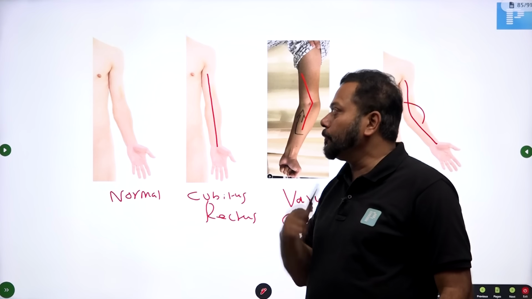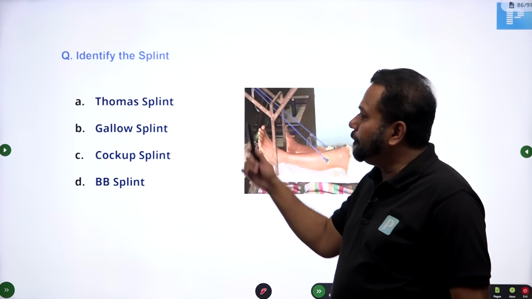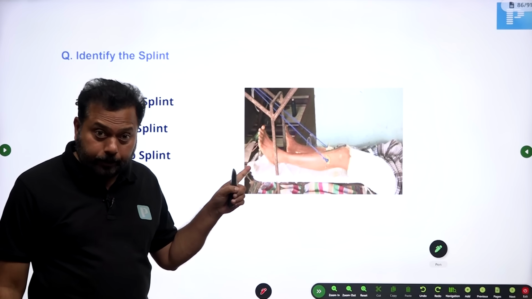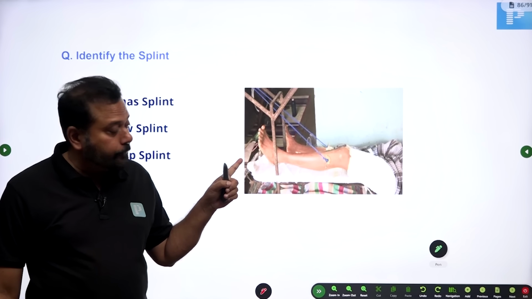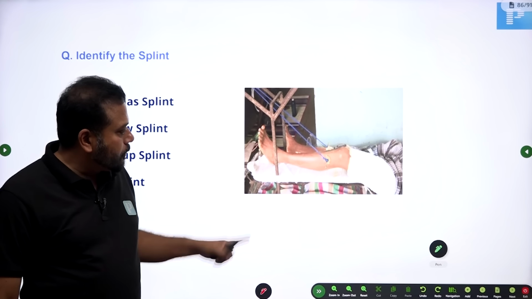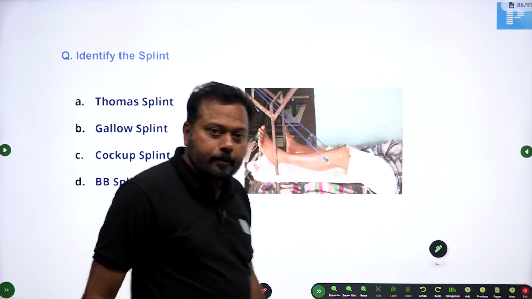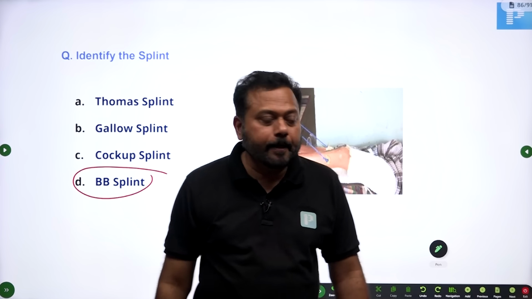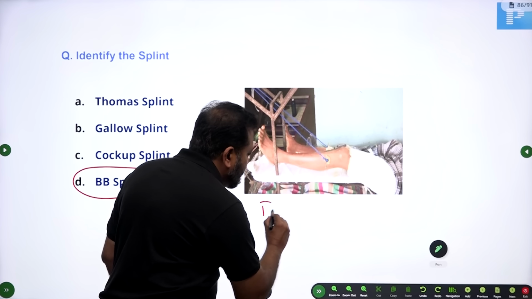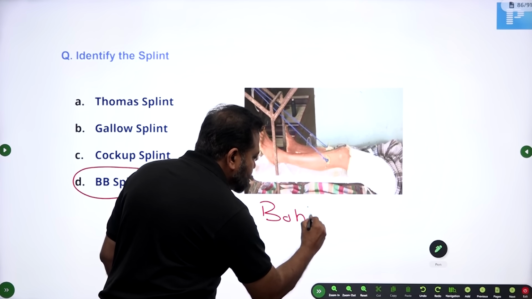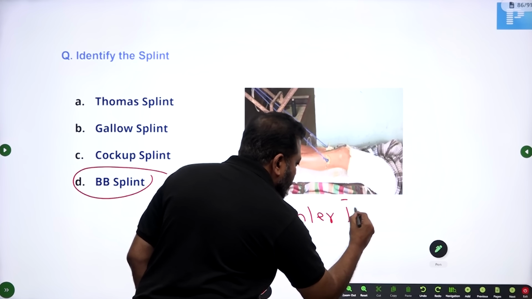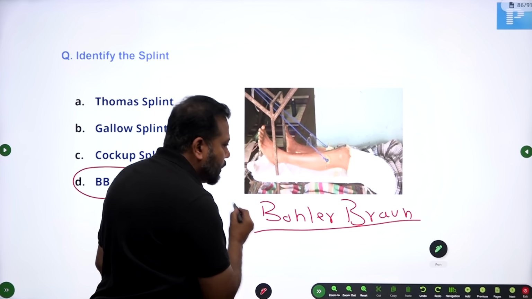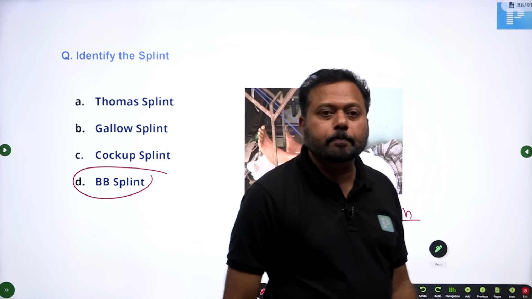Okay, we'll move on to the next question. Identify the splint. Look at the image. Asked question, very favorite area of FMGE. I will give you the answer. This is called BB splint. BB splint stands for Bohler Braun, B-O-H-L-E-R, B-R-A-U-N. Bohler Braun splint.